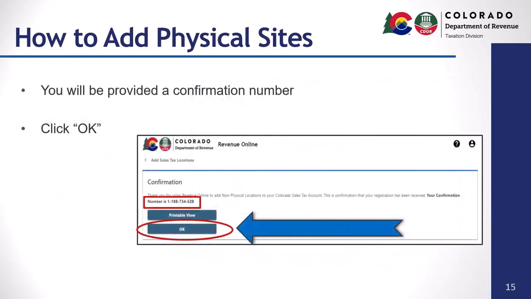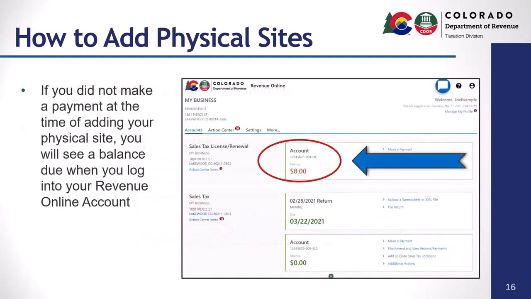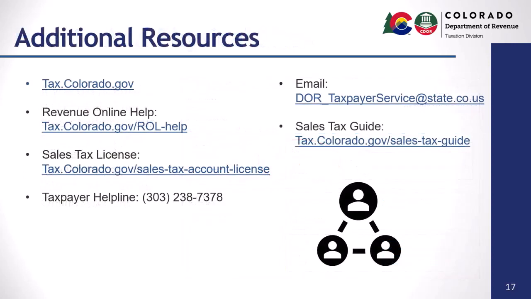You are now at the confirmation screen. This is a confirmation that your registration has been received. It will also provide you a confirmation number. Click on the OK button. If you did not make a payment at the time of adding your physical site, you will see a balance due when you log into your Revenue Online account. If you need help at any time, you can use any of our additional resources listed.